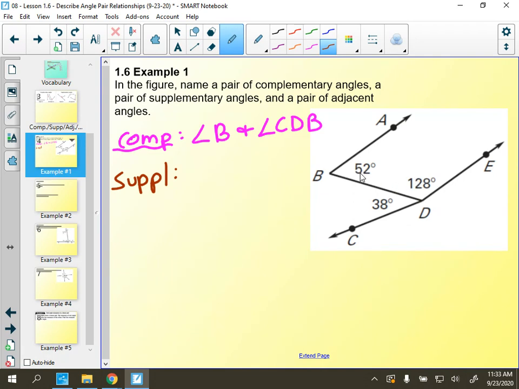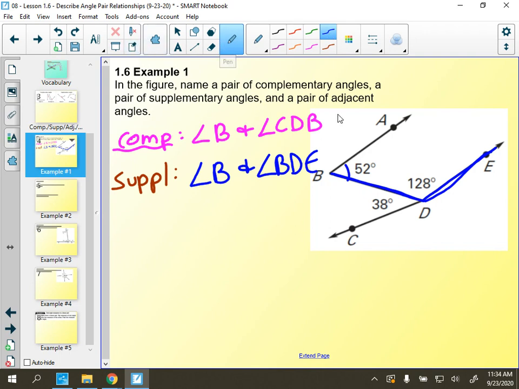And if I take the 52 plus 128, yeah, we're summing up to 180 degrees. So I need to talk about this angle right here and this angle right here. So I think we can stick with that same technique of just calling this first one angle B. But now we're talking about this angle over here, which is angle BDE. Remember, that could also be named EDB as well. We're talking about that same angle.